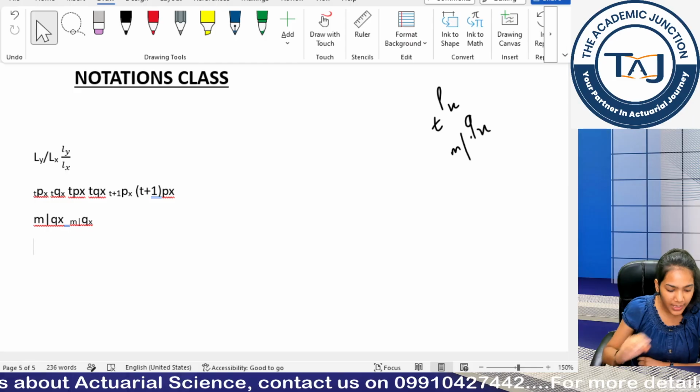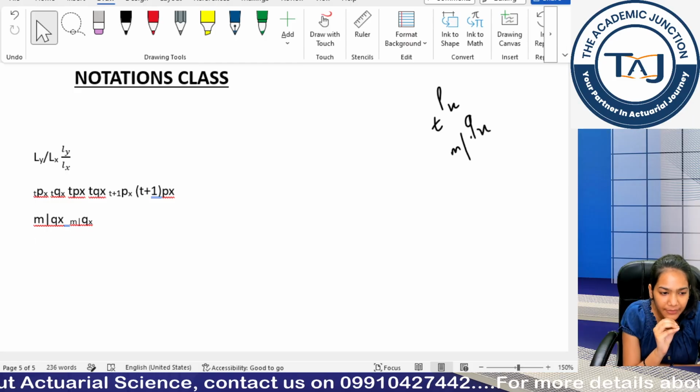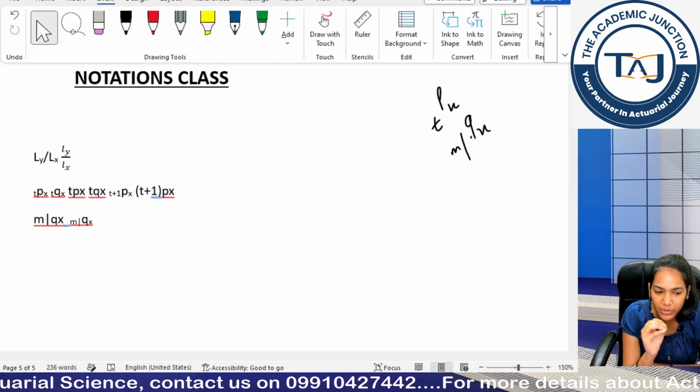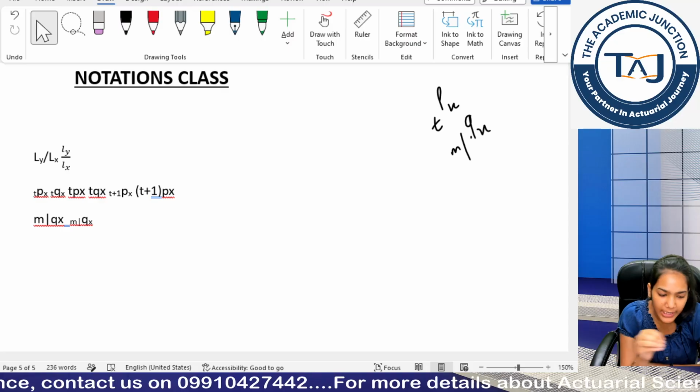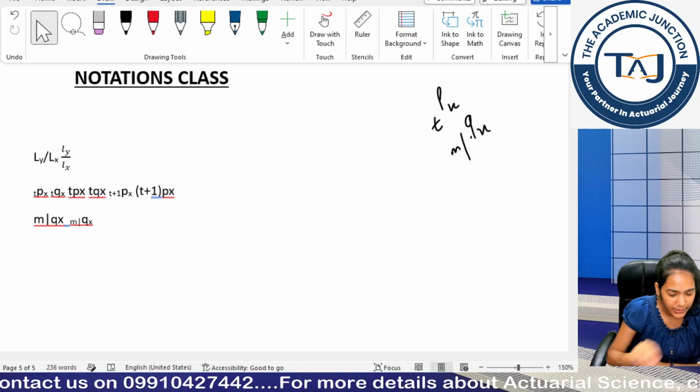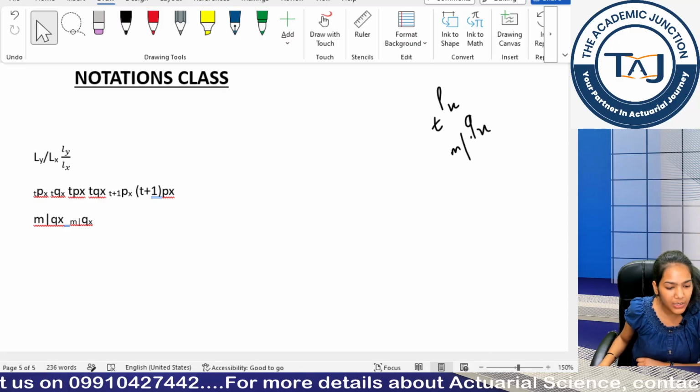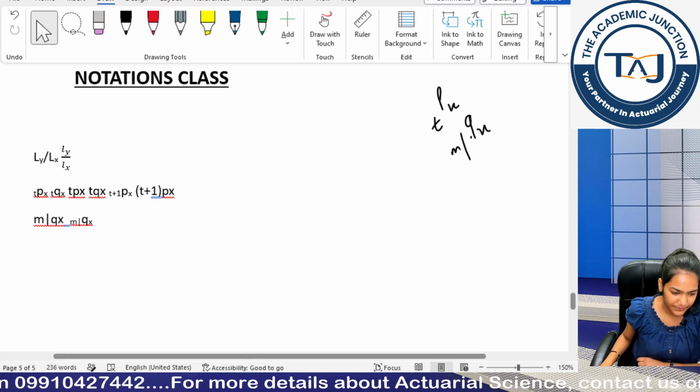Now moving forward, since you haven't covered joint life yet, I am not moving to the notations of joint life. Okay? You will not understand it. When we move to joint life, we will do it then. Don't worry. Okay? So now let's move forward to our assurances.